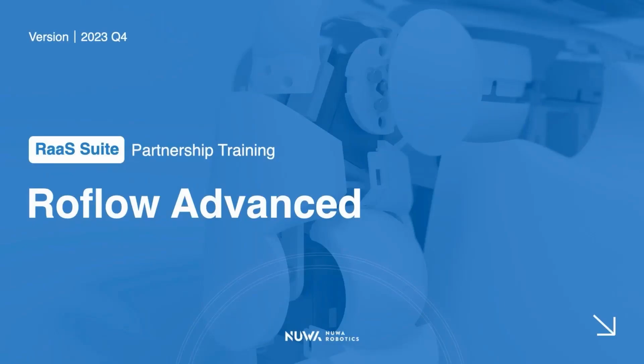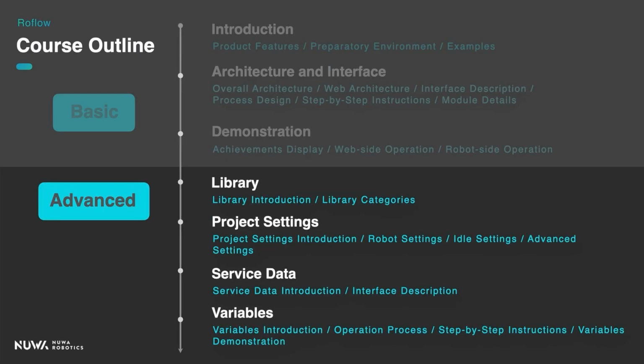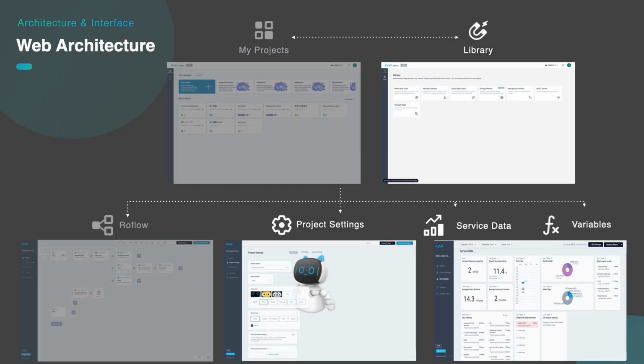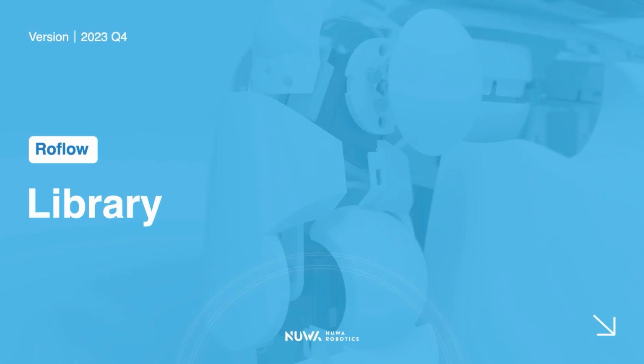Hello everyone, in this session, we will introduce the advanced use of Roflow. Following the basic introduction to Roflow in the previous lesson, this section will explain the advanced features of Roflow, including project settings, library, service data, and variables. As shown in the figure, we will focus on introducing the 3 pages and the details of their functions on the right. First, let's discuss the library.